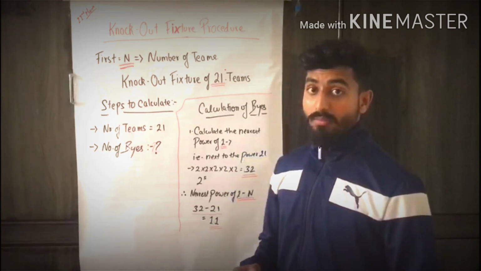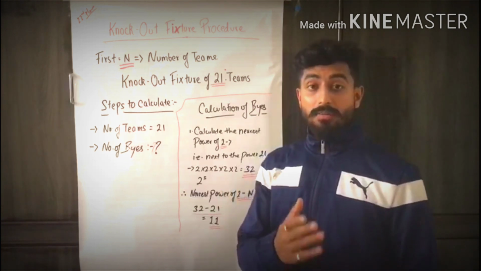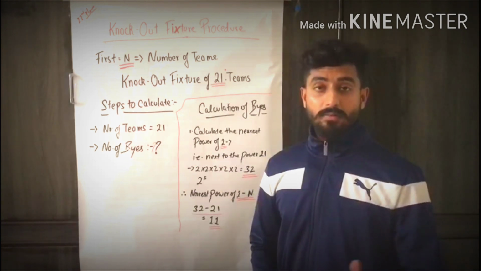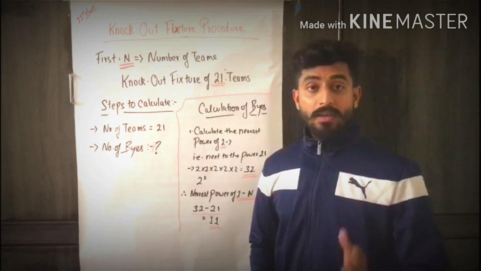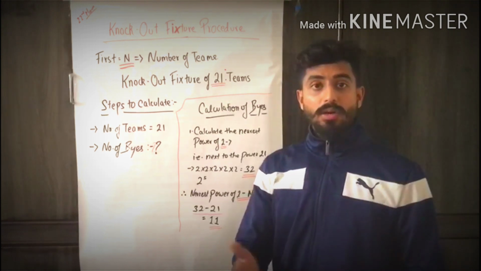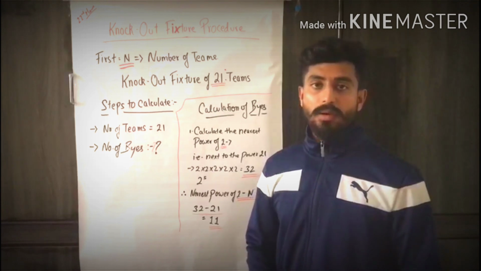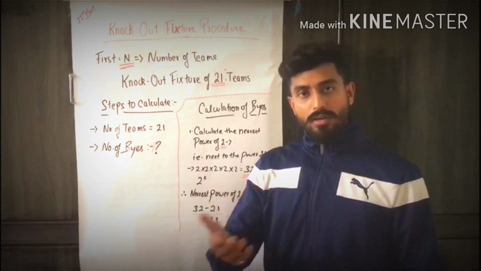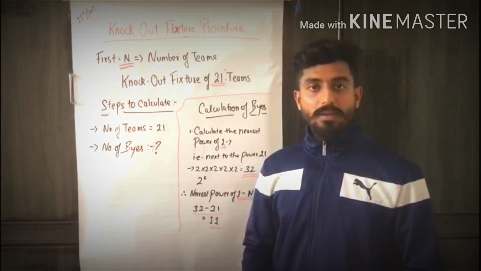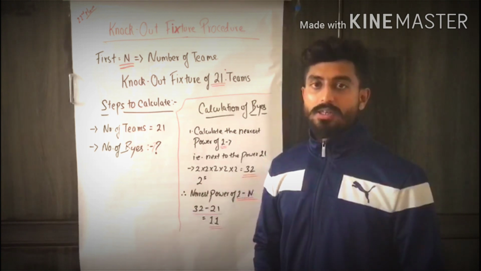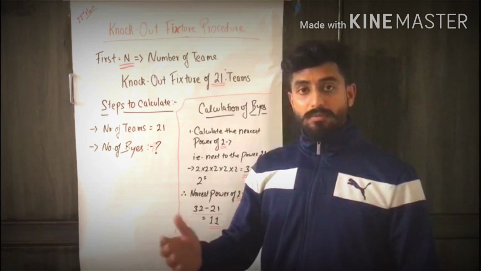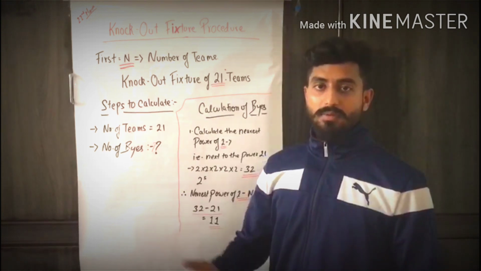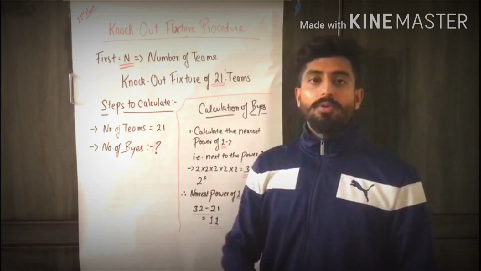A knockout tournament is a tournament in which you are knocked out or eliminated if you are defeated, whether you are in the finals, semi-finals, quarterfinals, wherever you are. If you lose the match, you are out of the whole tournament. As long as you keep winning, you are allowed to play the further matches. So for that we need to make a fixture for the teams that are participating, as well as the pools in which they are going to play.